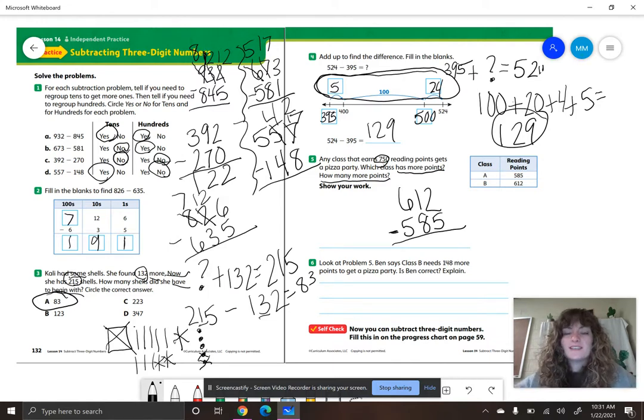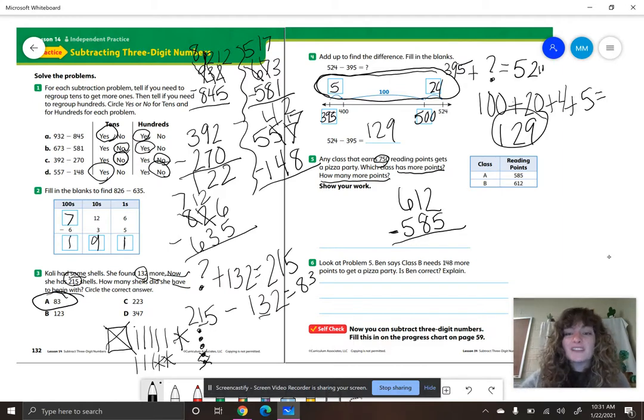In my ones place. So when I'm starting with my ones place, I look at my whole. I have 612. I have 2 ones. It's wanting me to take away 5 ones. Can I take away 5 ones? No. Where do I need to regroup?